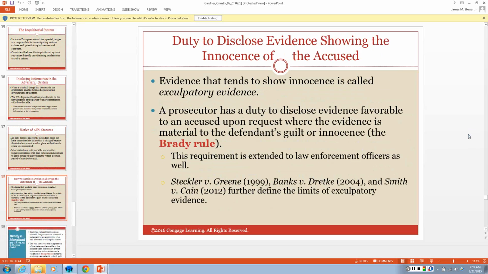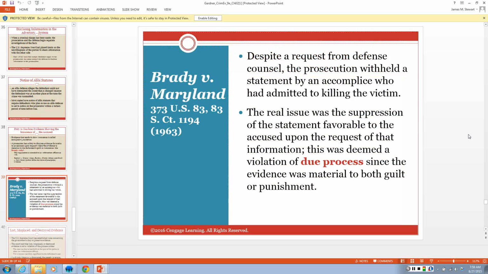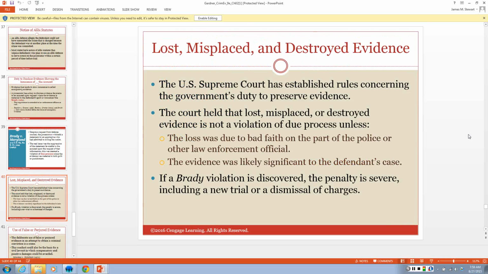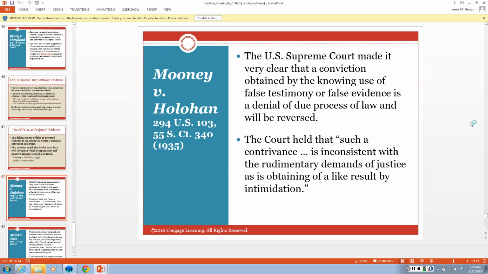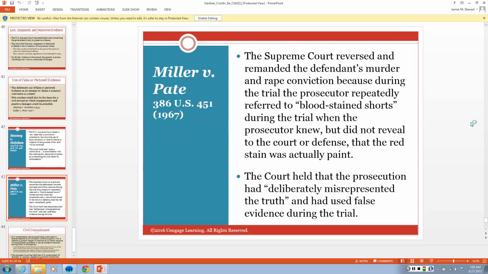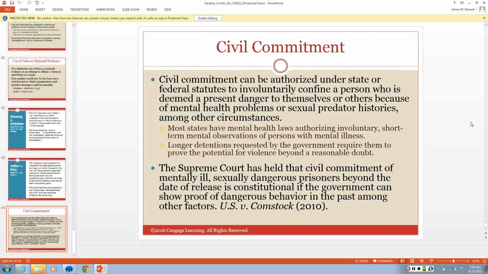Read about alibis and alibi statutes, the duty to disclose, the Brady rule. Make sure you read those things. I know this is a lot of information, but this is what you're going to have to get in your head because it's going to help you understand the rest of the course. Also read about lost, misplaced, and destroyed evidence, the use of false or perjured evidence. That means evidence that is incorrect, that somebody's lied. Again, there are some associated cases that make those examples as well. And I think that's all I'm going to cover in regard to Chapter 2 here.